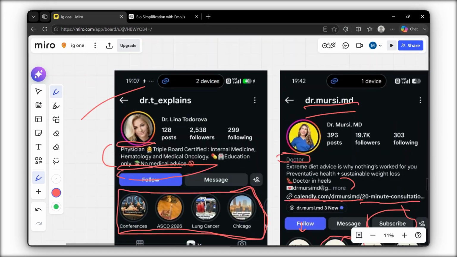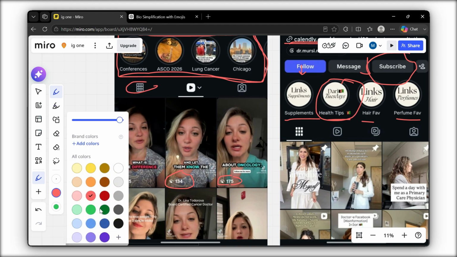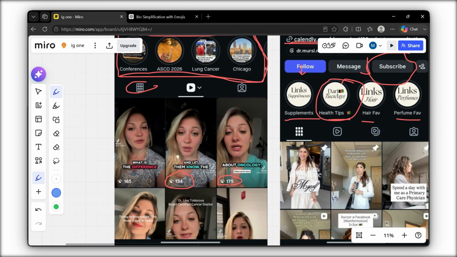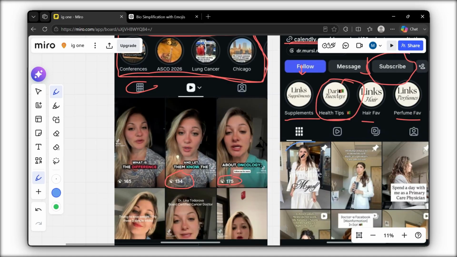Her views are stuck, right? So the first thing she has to do is go to her profile, right? Let me change the color of this. She has to go to her profile and pin a post about herself, like this. Dr. Murshi has pinned hers. Let me introduce myself so people can know who she is, right?